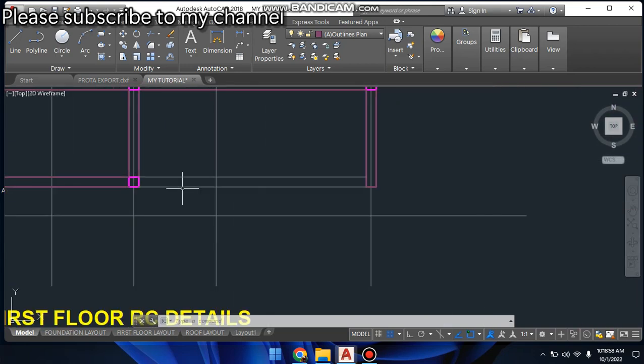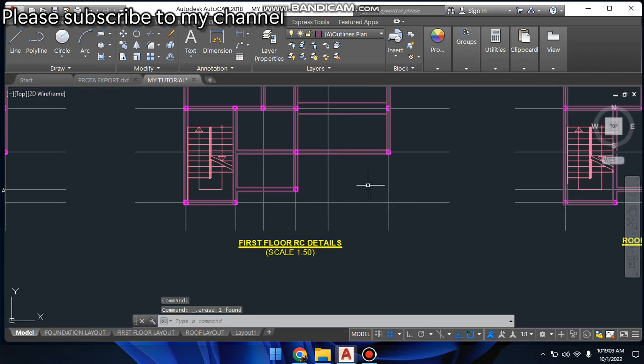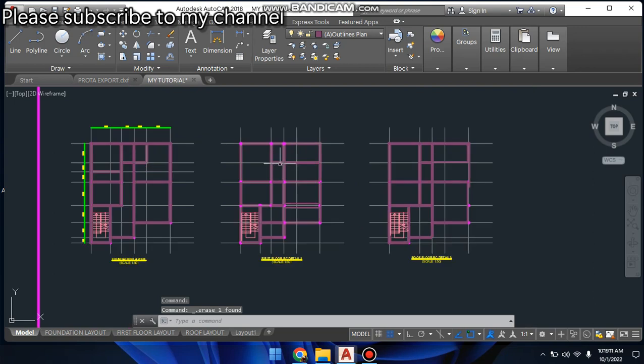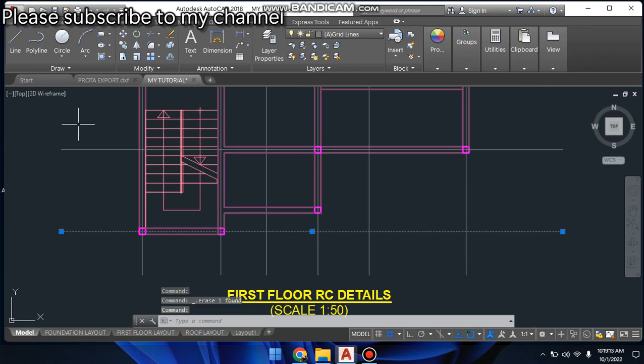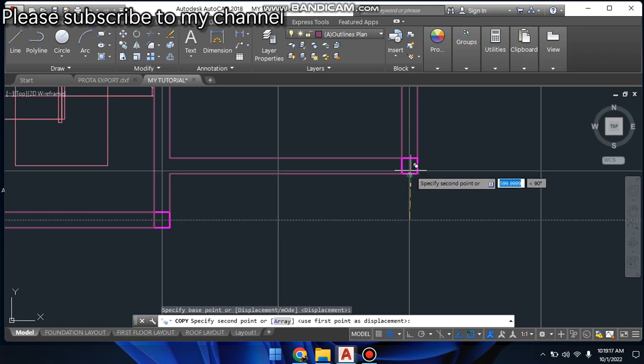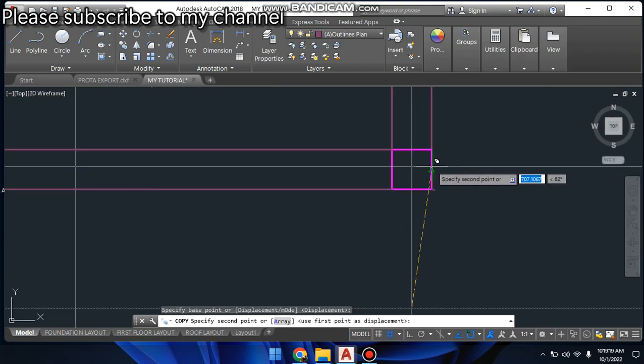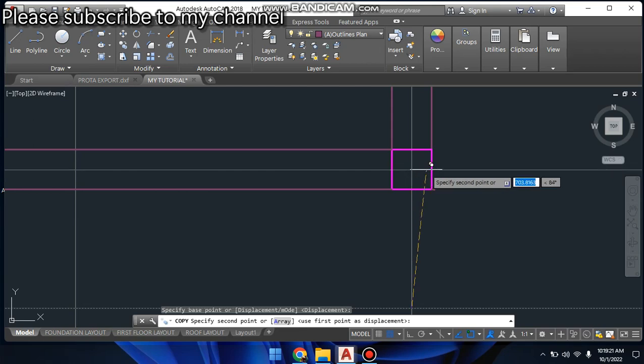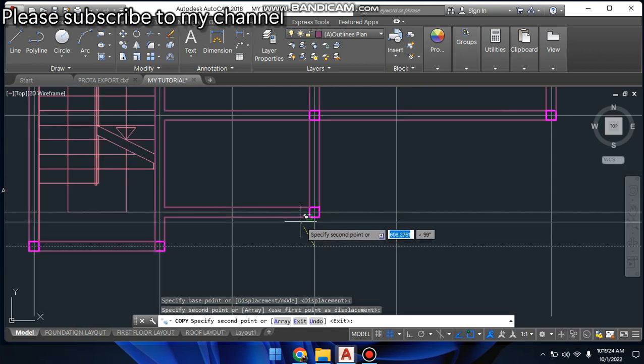Before I continue, I need to make some changes. Here we have a cantilever slab instead of the beam extending. Then here we'll have a grid line. This grid line, we copy it from here to the midpoint. Where is the midpoint? Yes, around there. Yeah, that's cool.